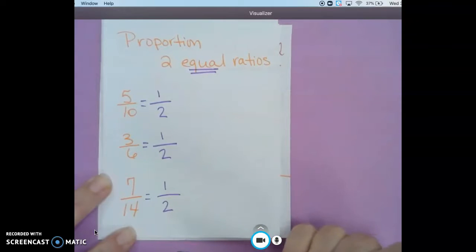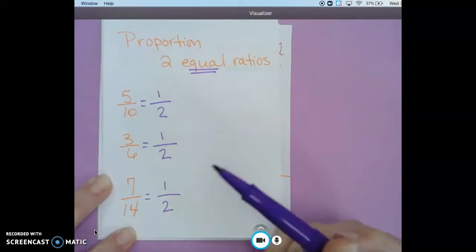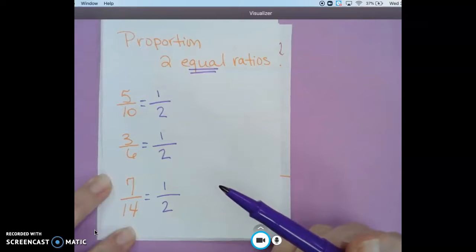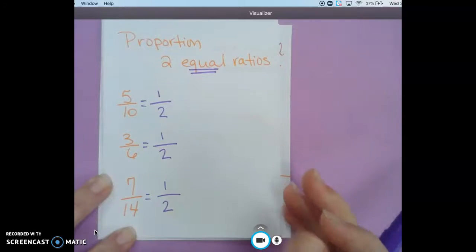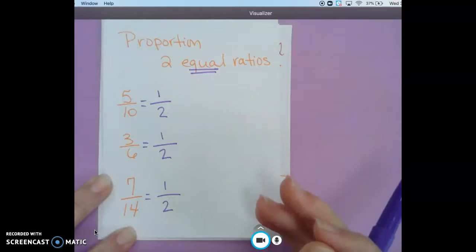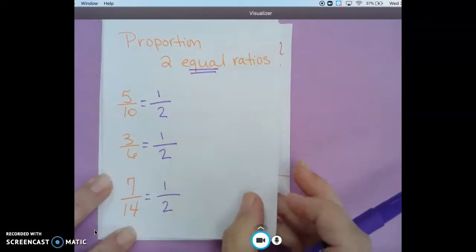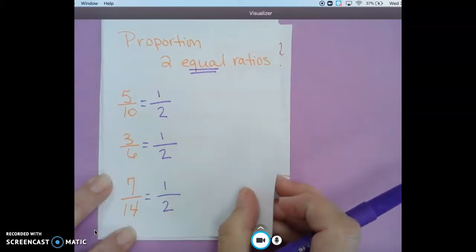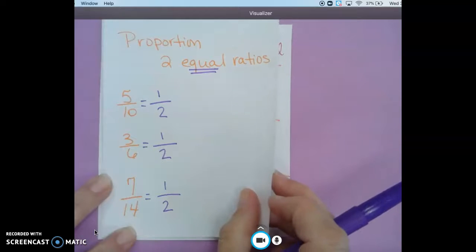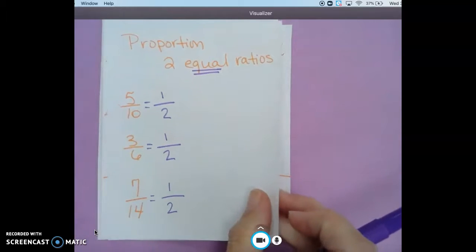So we need to explore and think about today, how can I determine if two ratios are equal even when they look different? There's lots of different ways to do that, and we'll go over several different ways, but there's one way that I want you to mainly focus on because it'll help us next week.